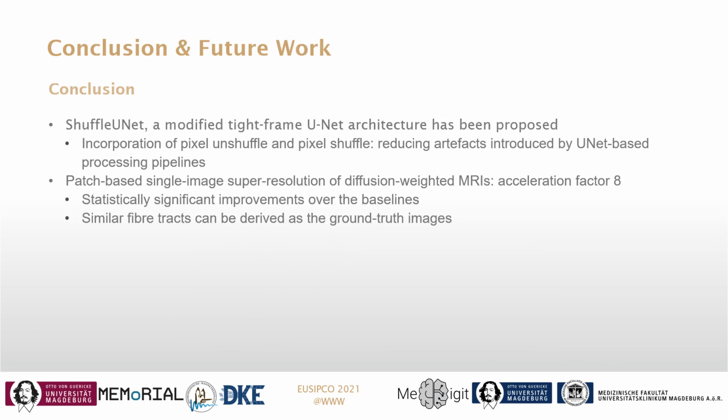Now to conclude, here we have presented ShuffleUNet, which is a modified tight frame UNet architecture, which has been created by incorporating pixel shuffle and pixel unshuffle operations, and which also ignores batch normalization layers to deal with the drawbacks of UNet-based processing pipelines. We have shown a patch-based single-image super resolution of diffusion-weighted MRIs using this network for an acceleration factor of 8.